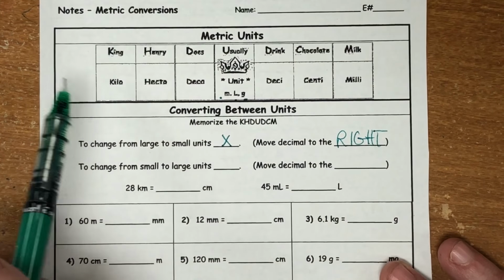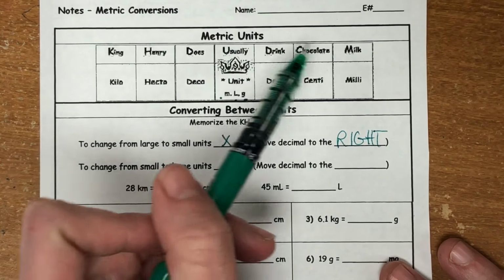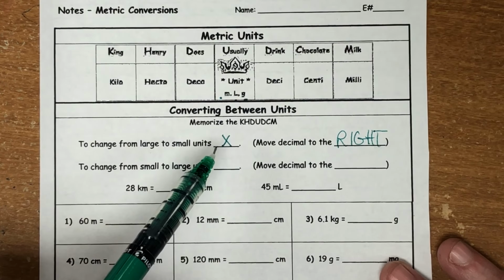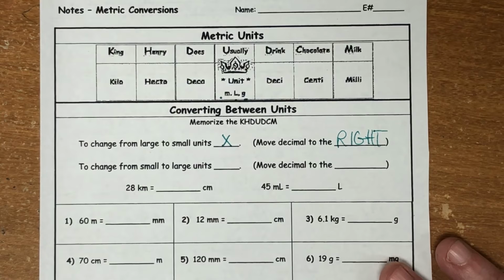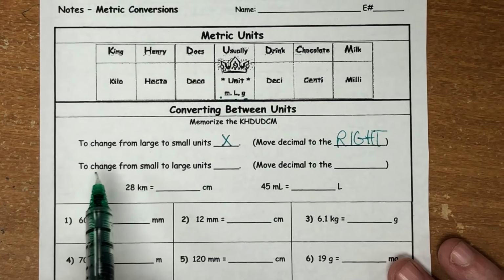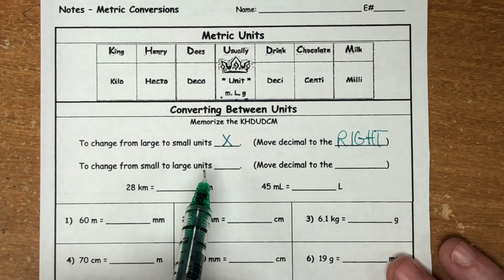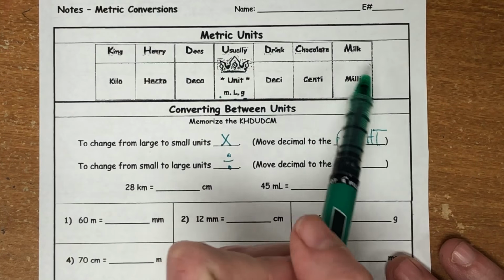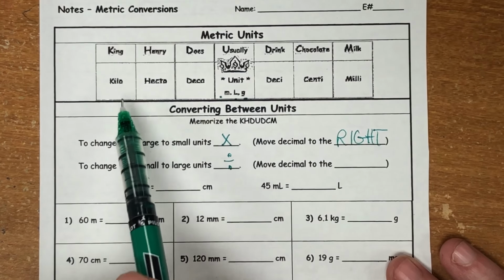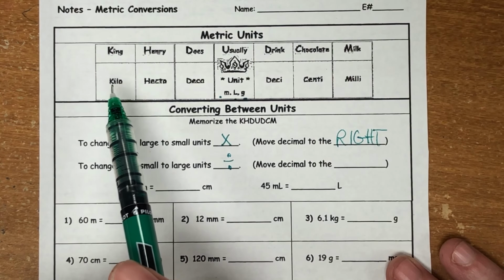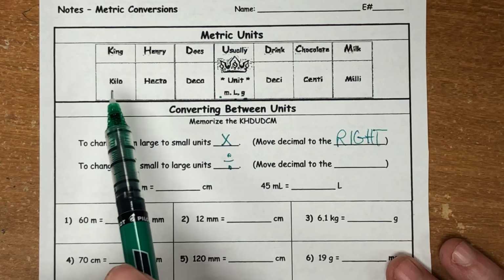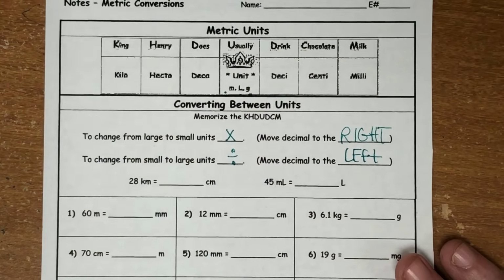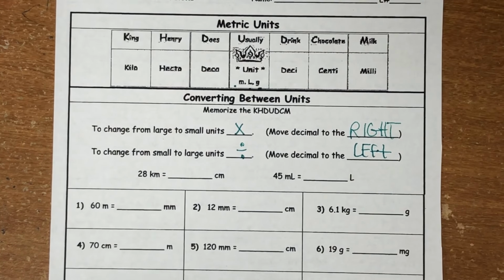So if you're going from large to small units, you're moving the decimal to the right, you're multiplying. To change from a small to a large unit, you're going to divide. So if you're going from millimeters to kiloliters, you're going to divide. You're moving the decimal to the left. Okay? So let's do a couple together.